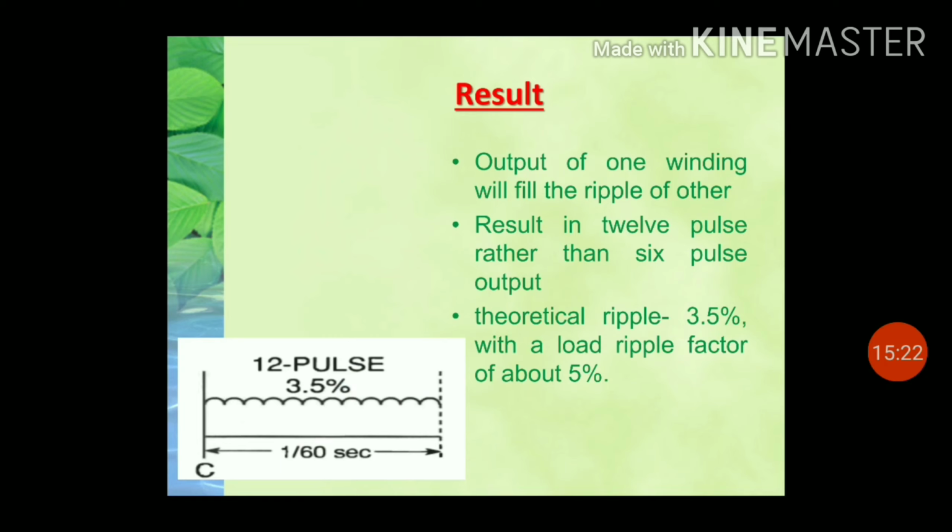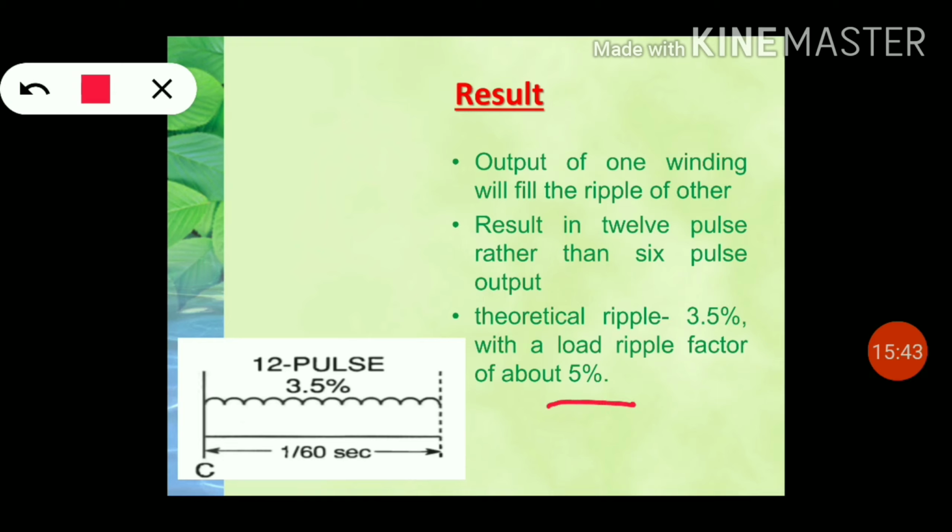So when you see the result, the output of one winding will fill the ripple of the other. That results in a 12 pulse rather than 6 pulse output. So the theoretical ripple is reduced to 3.5% with a load ripple factor of 5%. Modern generators are designed on the principle of one Y and one delta configuration in the winding of a high voltage transformer.